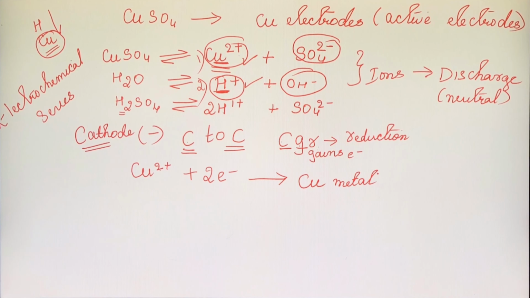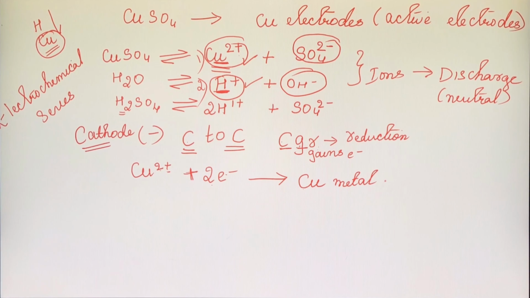Clear? So please have a look at this, children. The cathode gains electrons. So the cation is having 2+. So it will gain. When I say gain, it is a plus sign here. If it has lost 2 electrons, I am giving it 2 electrons. Plus means it has lost electrons. So I am giving it 2 electrons. Now it has become neutral copper metal.